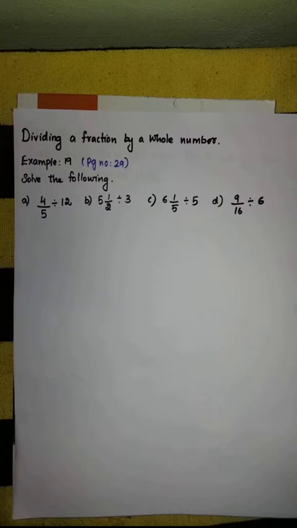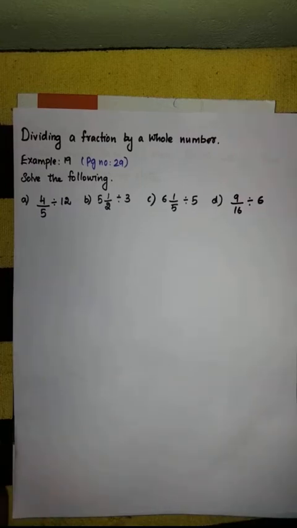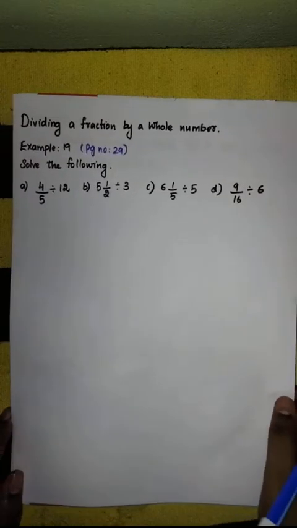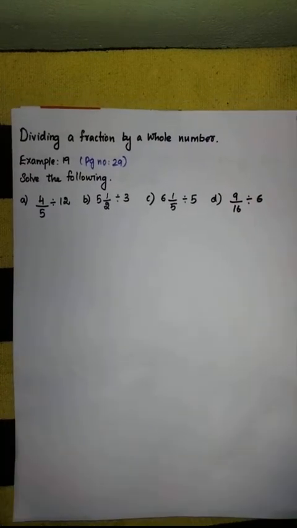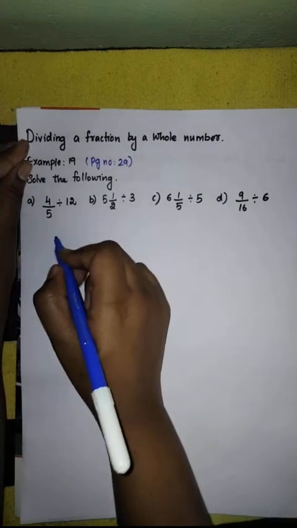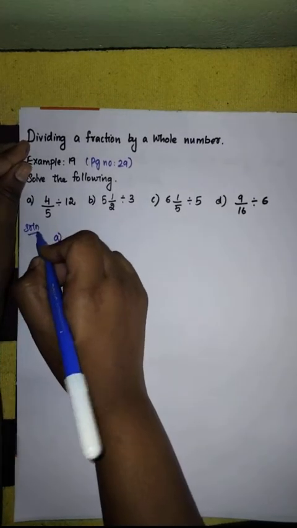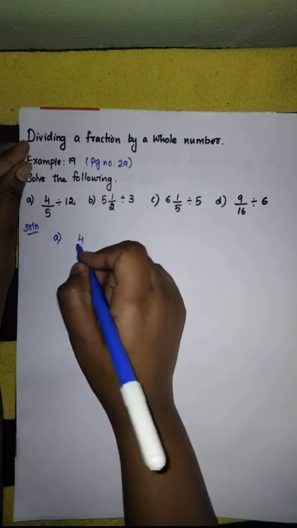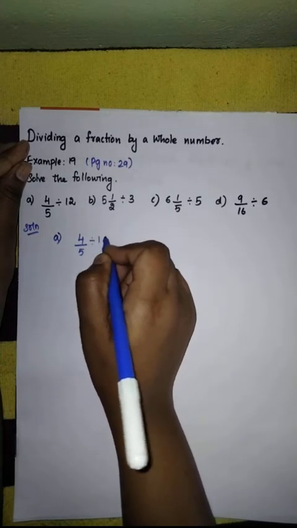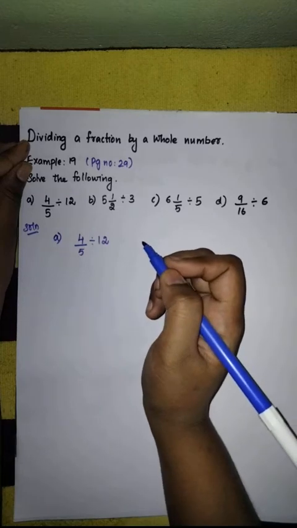Okay students, our next topic is dividing a fraction by a whole number. Example 19, page number 27. Solve the following. The first question is 4 by 5 divided by 12.